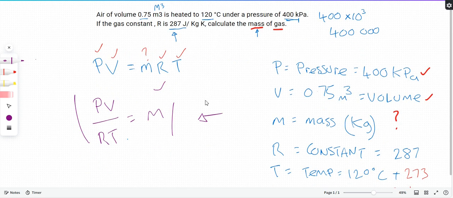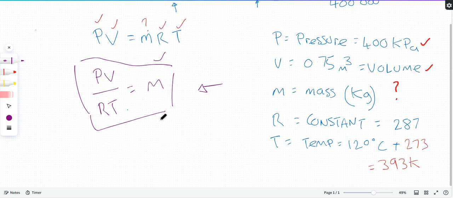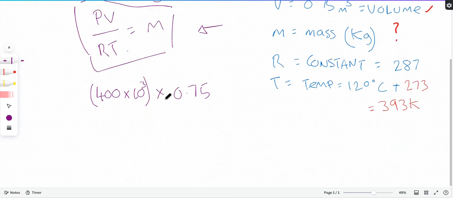So we know the numbers. They're all in the right units. Make sure temperature's in the right units. What was the pressure? The pressure was 400. Don't forget the 1,000. Perhaps put a bracket around it if we're going to do it all in one go. Times by the volume, which is 0.75, all divided by the gas constant, which is 287, times by the temperature, which is 393. Don't use 120, got to use 393.